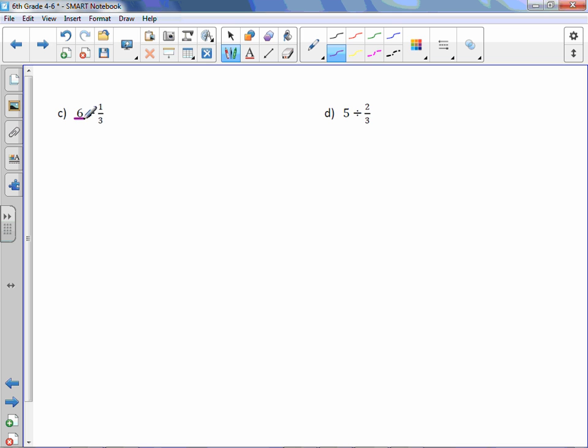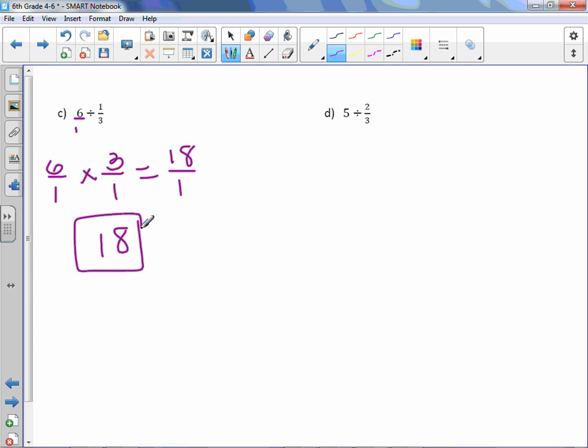Letter C. Again, make that over 1. I will not divide. I will multiply by the reciprocal. 6 times 3 is 18. 1 times 1 is 1, and 18 divided by 1 is 18. Letter D, put the 5 over 1. I will not divide. I will multiply by the reciprocal. 5 times 3 is 15. 1 times 2 is 2. Change it to a mixed number. That goes in 7 times with 1 left over.